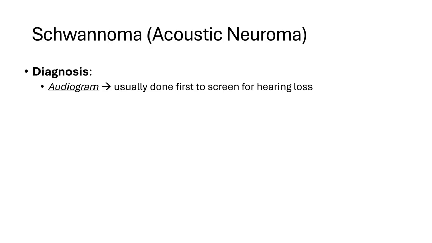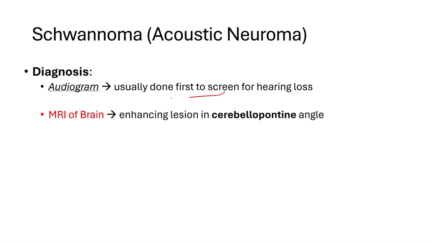We almost always start with an audiogram. We do an audiogram when there's an unexplained, progressive, or asymmetric sensorineural hearing loss, and this is to screen for vestibular schwannomas. And this is usually, again, done first. This is then followed with an MRI of the brain.